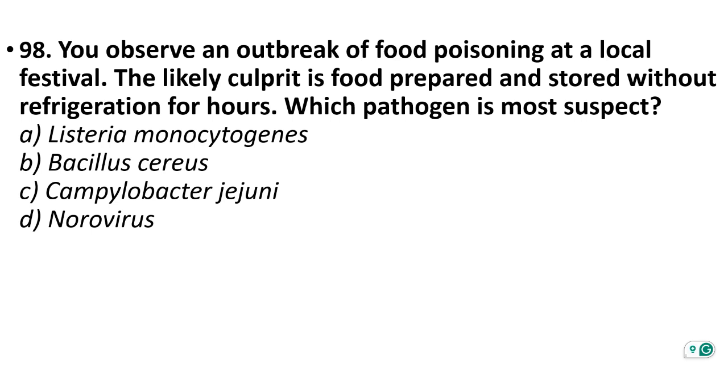98. You observe an outbreak of food poisoning at a local festival. The likely culprit is food prepared and stored without refrigeration for hours. Which pathogen is most suspect? Listeria monocytogenes, Bacillus cereus, Campylobacter jejuni, norovirus. Your answer is option B, Bacillus cereus.